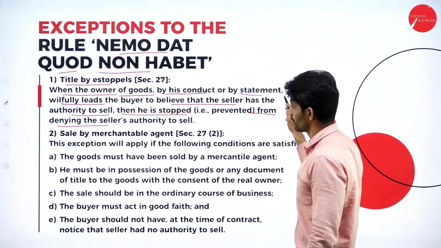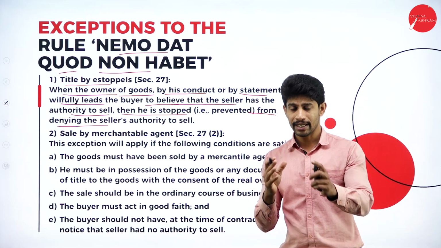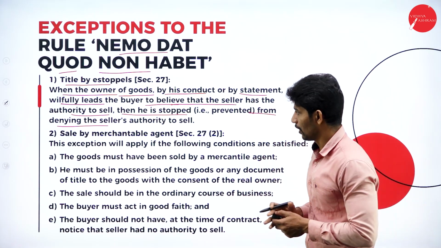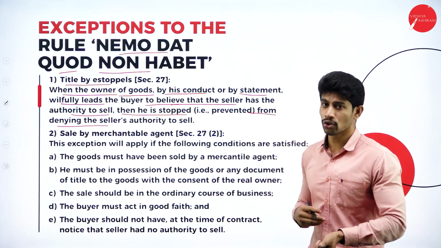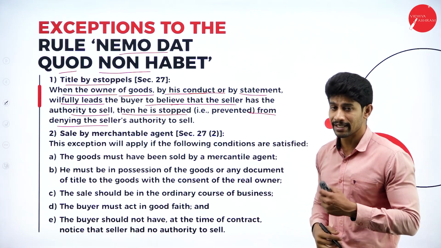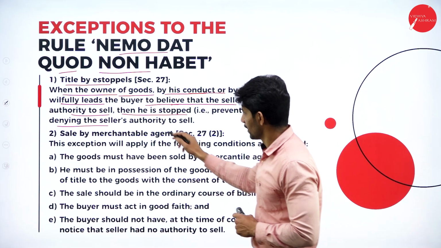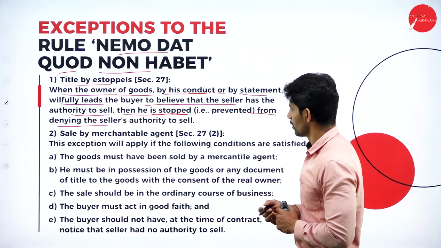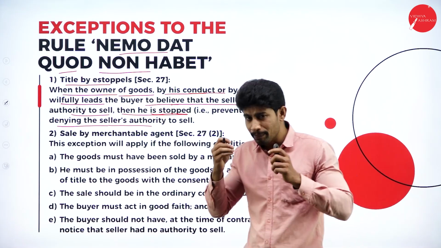That means when the owner of the goods, by his conduct or by statement, willfully leads the buyer to believe that the seller has authority, if the real owner of the product tries to convince the buyer to buy the product by his conduct or by statement, then he is estopped from denying the seller's authority to sell. Yes, that means, best example.